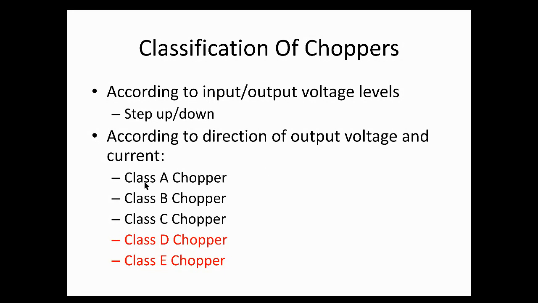We can have what we call a class A chopper. We can have a class B, a class C chopper. In a little while, you'll see that the class C chopper is just a combination of your class A and your class B type chopper. There's also the class D chopper and the class E chopper. For the purposes of this course, we will study only the first three, so class A, class B, and class C type chopper.